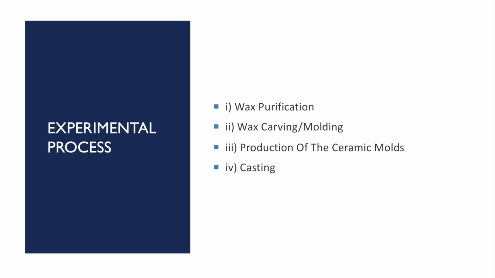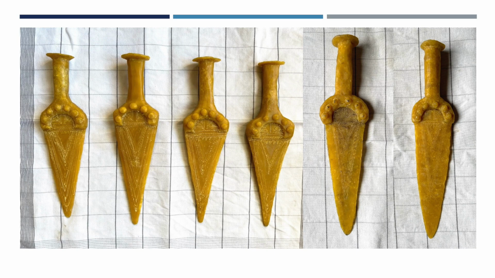Now is the experimental process part, which is what I'm most excited to talk about. There were four different processes for me, since I was lucky enough to actually get my hands on a block of unpurified beeswax. So the very first thing that I had to do was purify the beeswax myself. Unfortunately, there's no pictures of that in this presentation. But once I had purified the beeswax, I worked on creating the mold for the dagger.